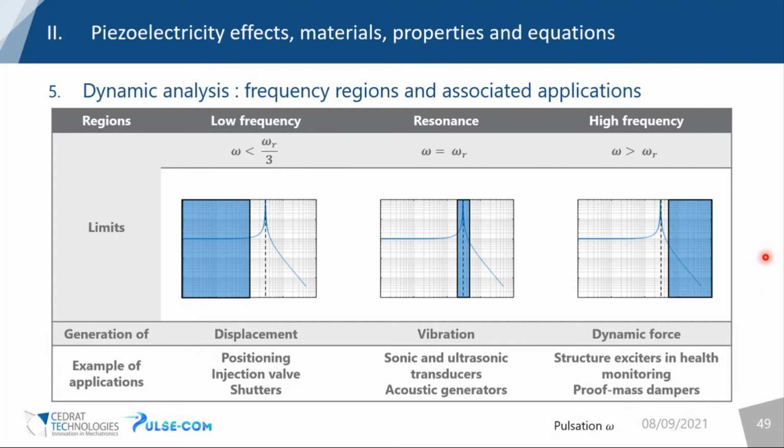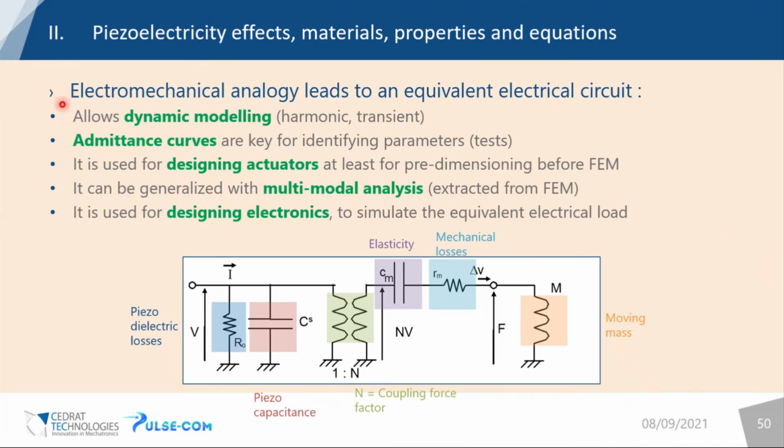And now we can summarize, with a few more additions, what I've said. The electromechanical analogy is very useful to make dynamic modelings, so for harmonic but also transient states of your actuator. And during the test, what we usually use to get the transfer function that I've shown before are impedance meters, but not only, we can also use lasers to link with the displacement.